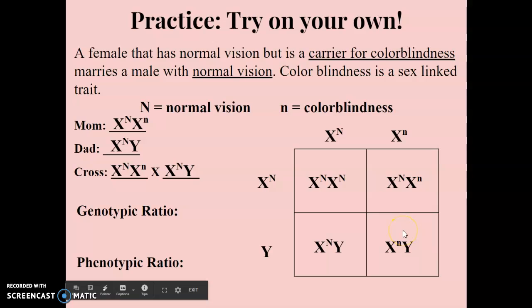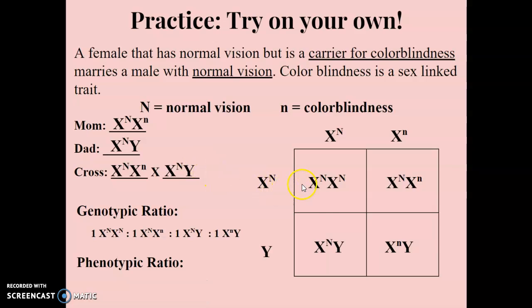male with color blindness. So if I wanted the genotypic ratio, I would find each of the genotypes. I have 4 different ones, and there's one of each, one of each of the genotypes in the boxes. Then for the phenotypic ratio, I need to find the phenotypes. And so I would have 2 normal females, 1 normal male to 1 colorblind male.